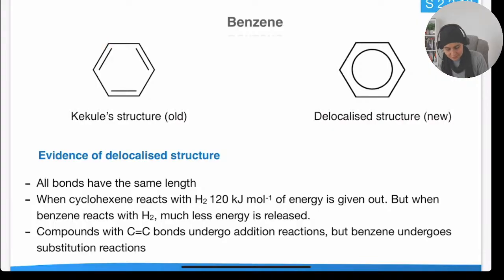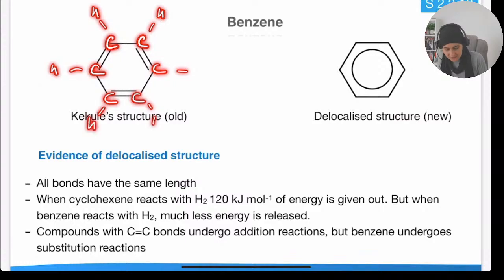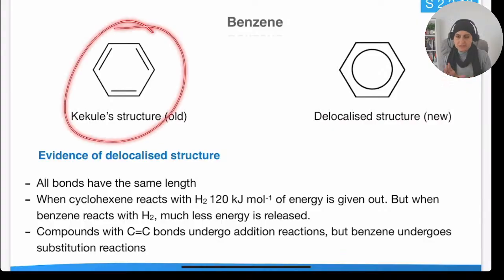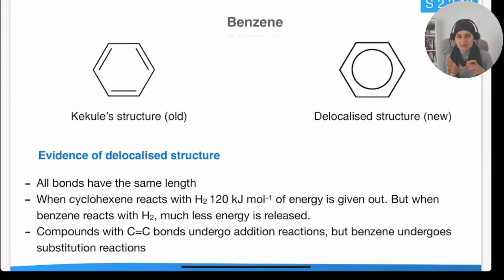We haven't done organic yet, but I hope you do realize that this is like a skeletal formula. So there are carbons here, and there are H's over there. So it's C6H6. This is the old structure. Essentially, they thought that in benzene we had three single bonds between carbons and three double bonds between carbons. Then it was proved experimentally that benzene, instead of having single and double bonds, has a delocalized structure, and this is the formula that you're used to.